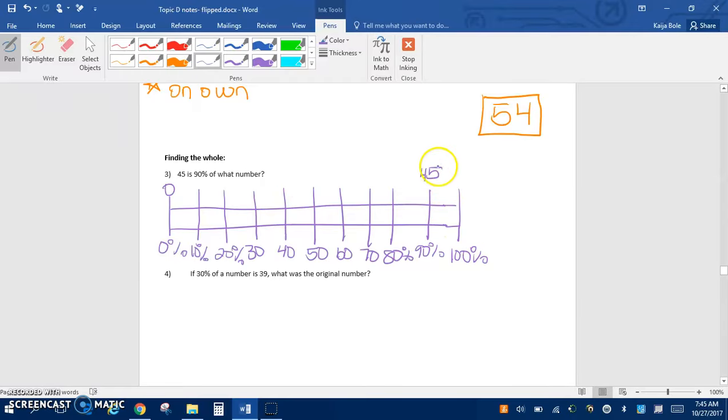And then they told us that 45 is the 90%. So we have to count the boxes now. So we have 1, 2, 3, 4, 5, 6, 7, 8, 9 boxes. So we're dividing 45 by the 9 boxes. And we know that equals 5. So we're going to count by 5s. So up top we would have 5, 10, 15, 20, 25, 30, 35, 40. We have the 45. So that means this would be 50. And that's what they're asking us of what number. So our final answer here would be 50.